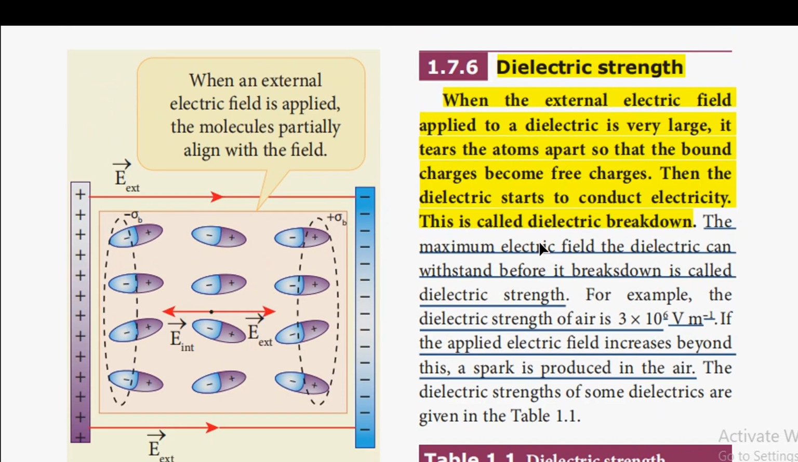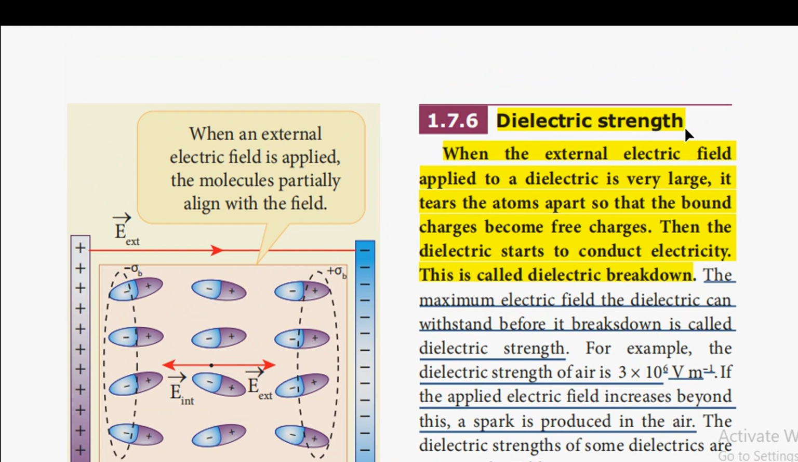And let us see what is meant by dielectric strength. When the external electric field applied to a dielectric is very large, it tears apart the atoms so that the bound charges become free charges. Then the dielectric starts to conduct electricity. This is called dielectric breakdown.